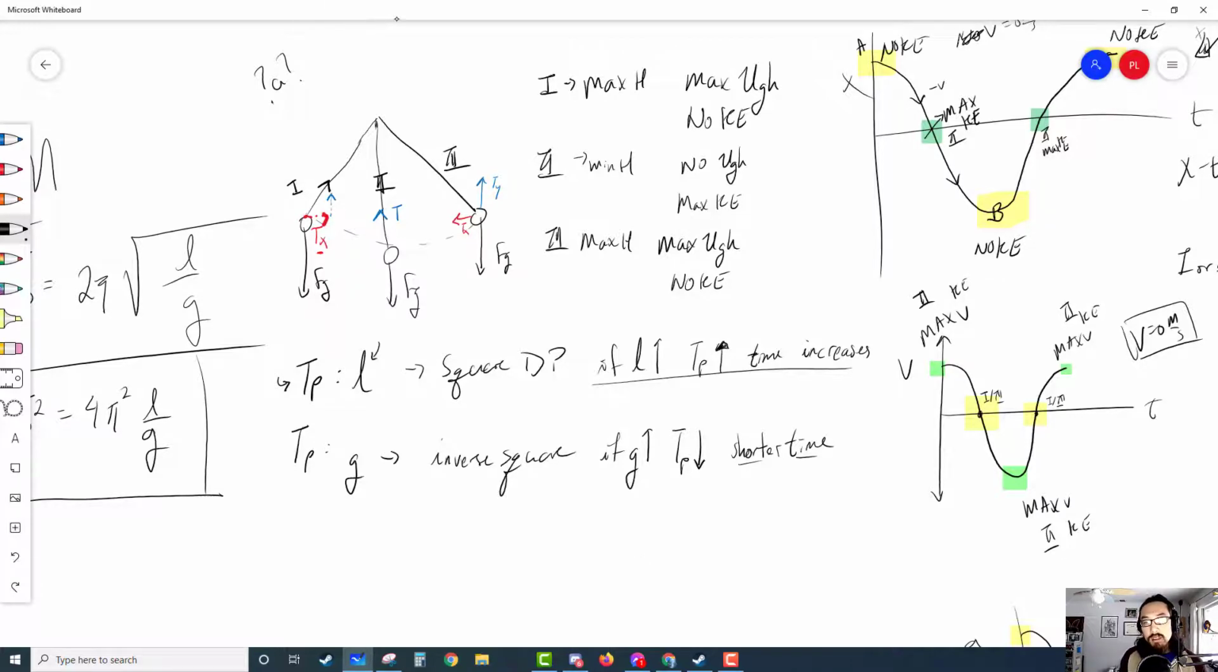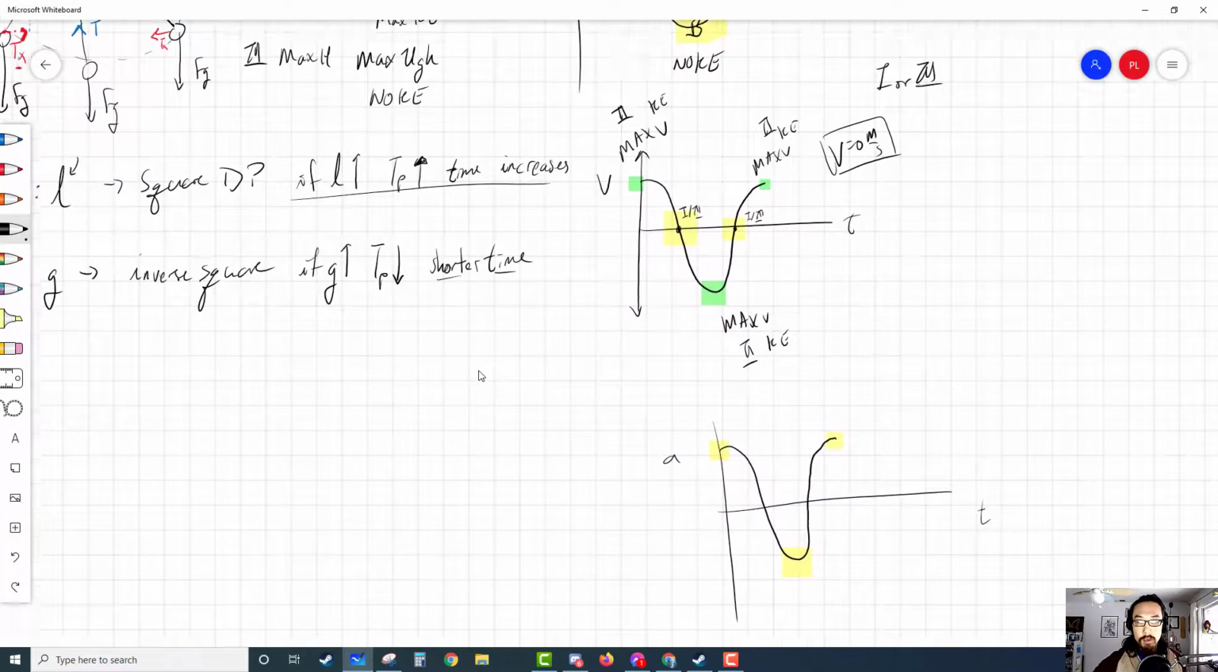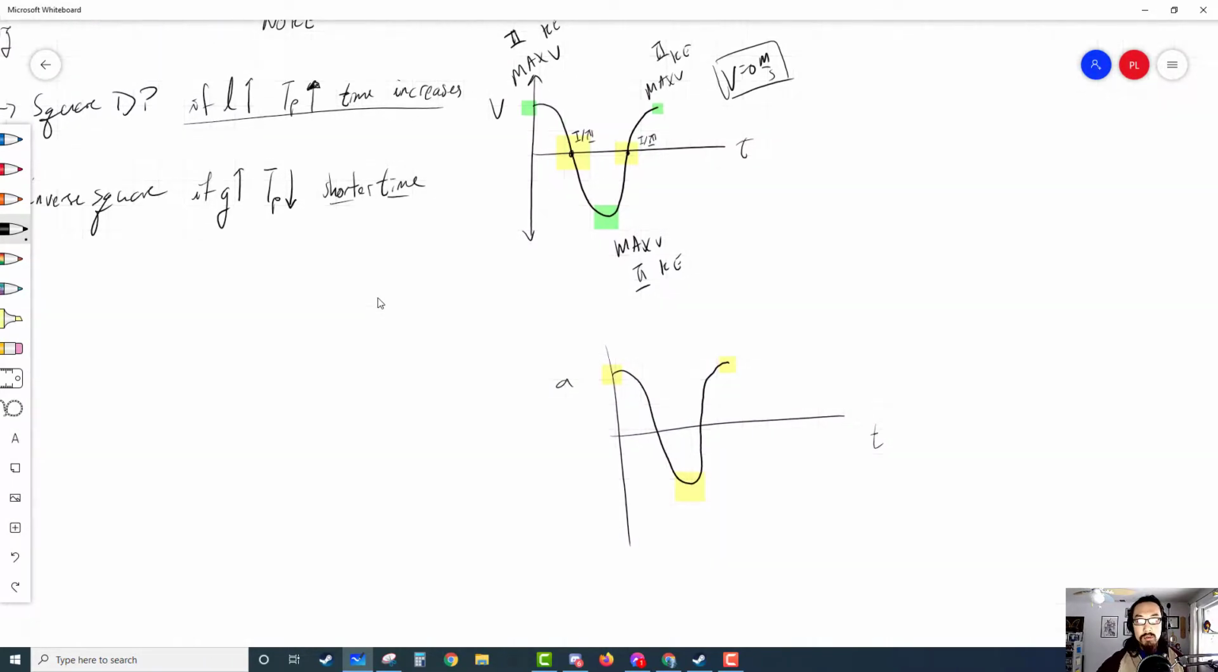We only have acceleration when we have a net force, because F equals ma. So if I take a look here, the only times when we have a net force is at positions 1 and 3. That's because at position 2, the tension and the force of gravity just cancel out. There's no net force. But at positions 1 and 3, we have these red force components. So that's when the pendulum, even though it's not moving, remember acceleration doesn't tell us that it's moving, has the most acceleration.